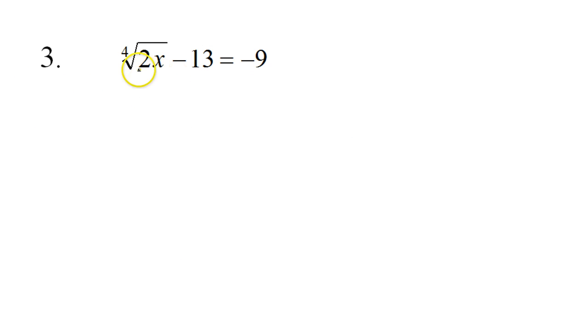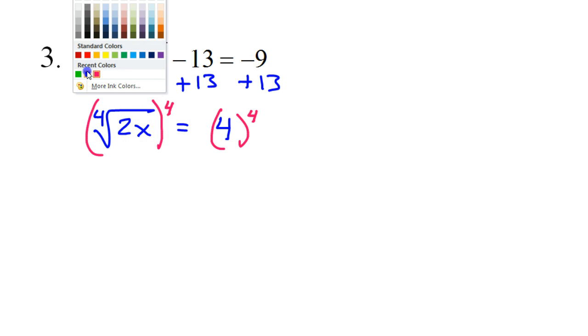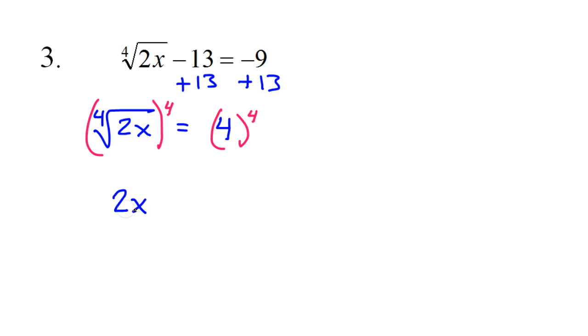Number 3. Got to get this radical part by itself. So let's add 13 to both sides. So that's going to leave 4th root of 2x equals, alright, negative 9 plus 13, that's 4. Okay, now if I want to get rid of the 4th root, I need to do the 4th power to cancel that out. So I'm going to do the 4th power to both sides. Alright, 4th root, 4th power, those cancel each other out. So that's going to give me 2x.